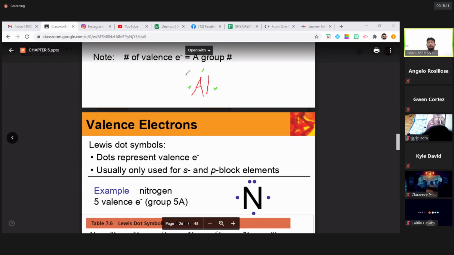So this Lewis dot symbol, guys, will also help us in the next chapter, probably in the second semester, talking about chemical bonding. This will help us with how to bond elements, for covalent bonding and ionic bonding. Okay, moving on.